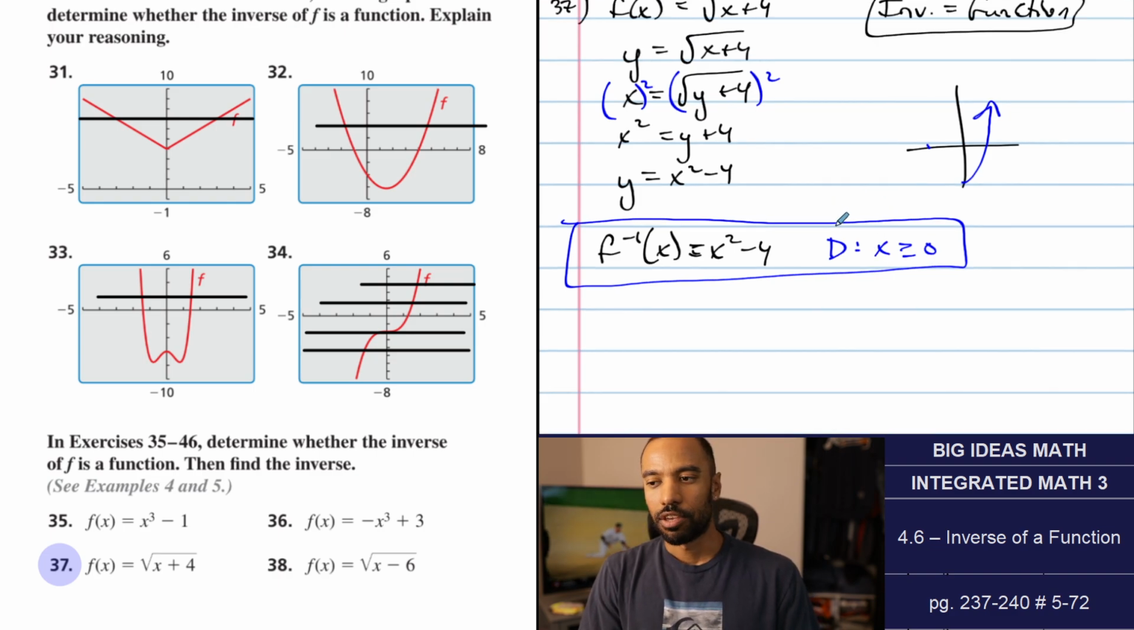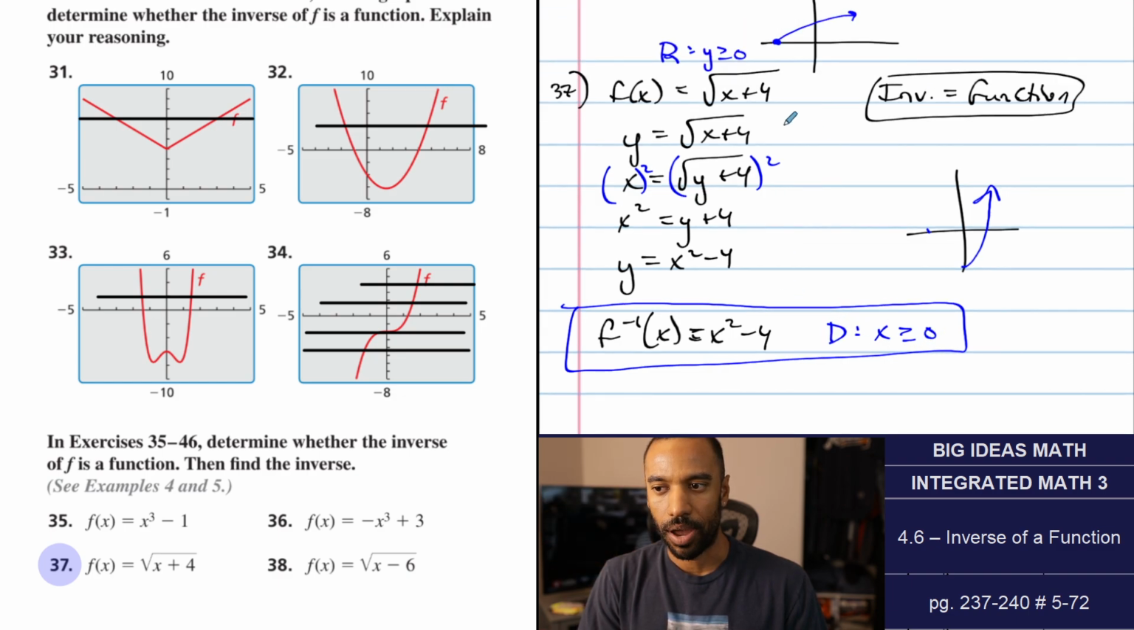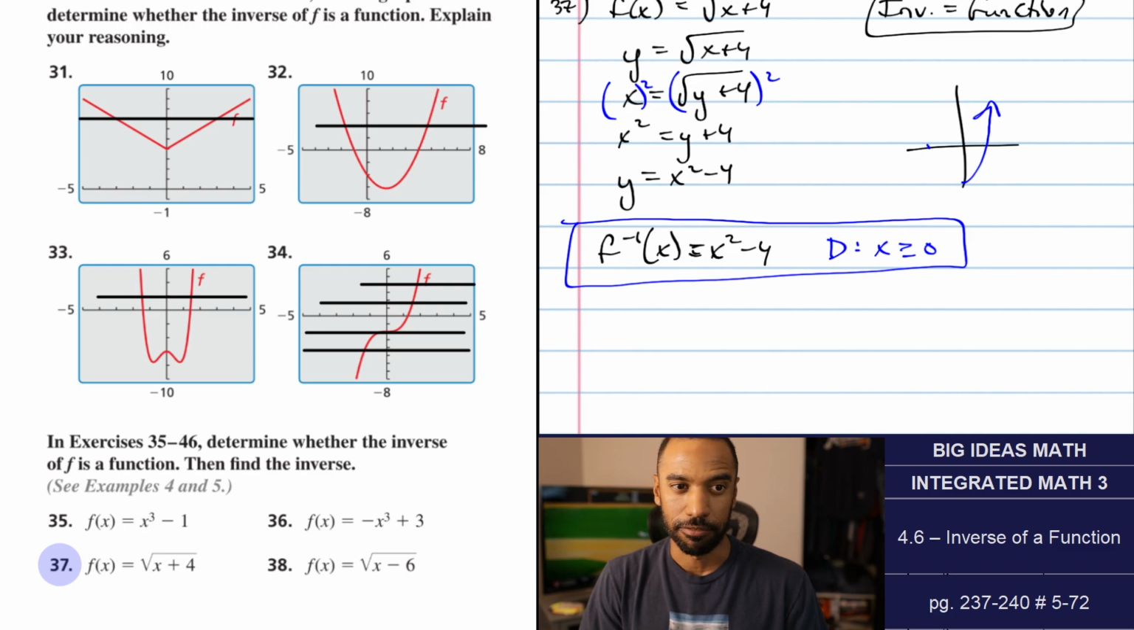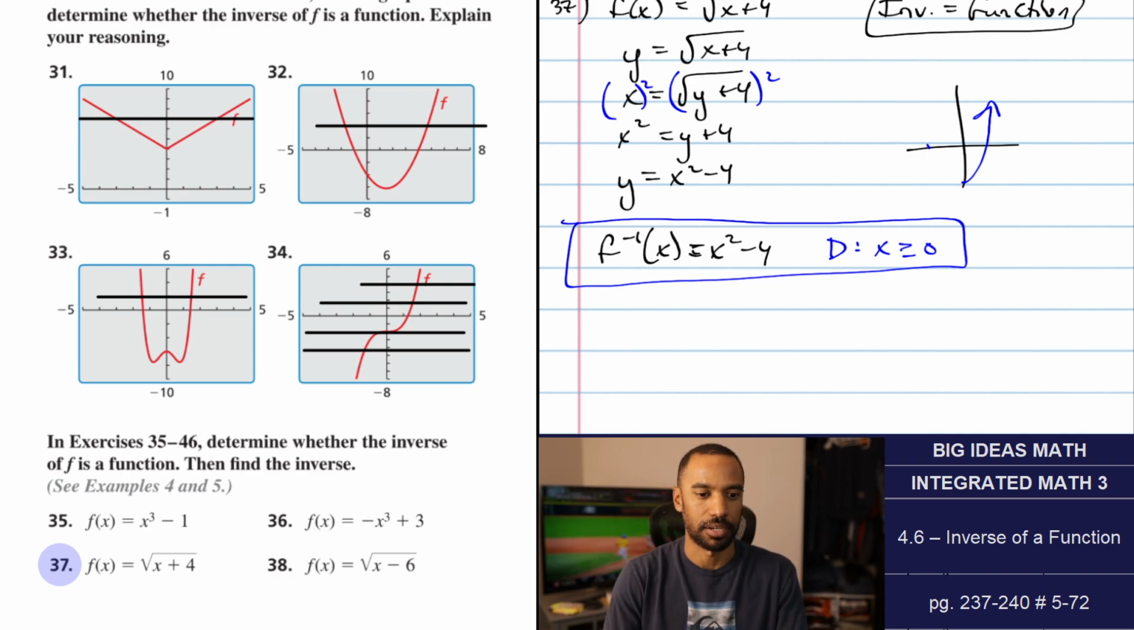So when they say whether it's a function or not, you have to restrict it the right way based on what this graph is to let it be a function. Okay, you have to do that just like I did right there. We're going to have to get that done.